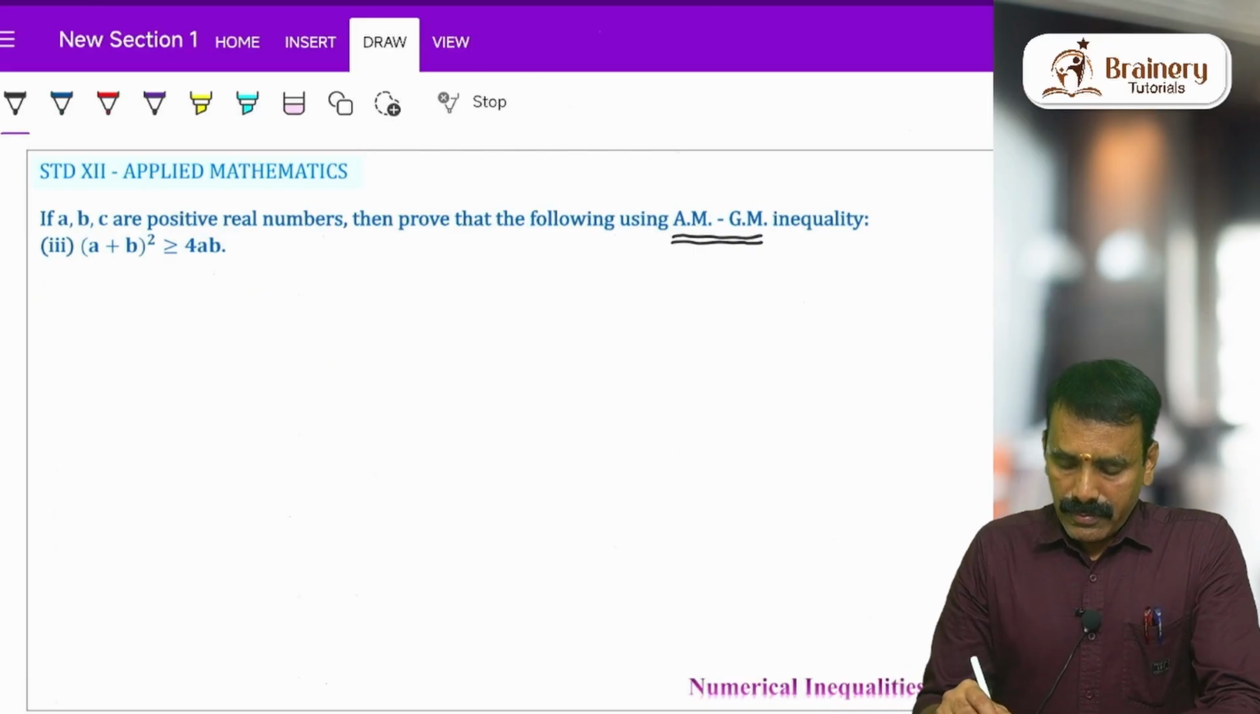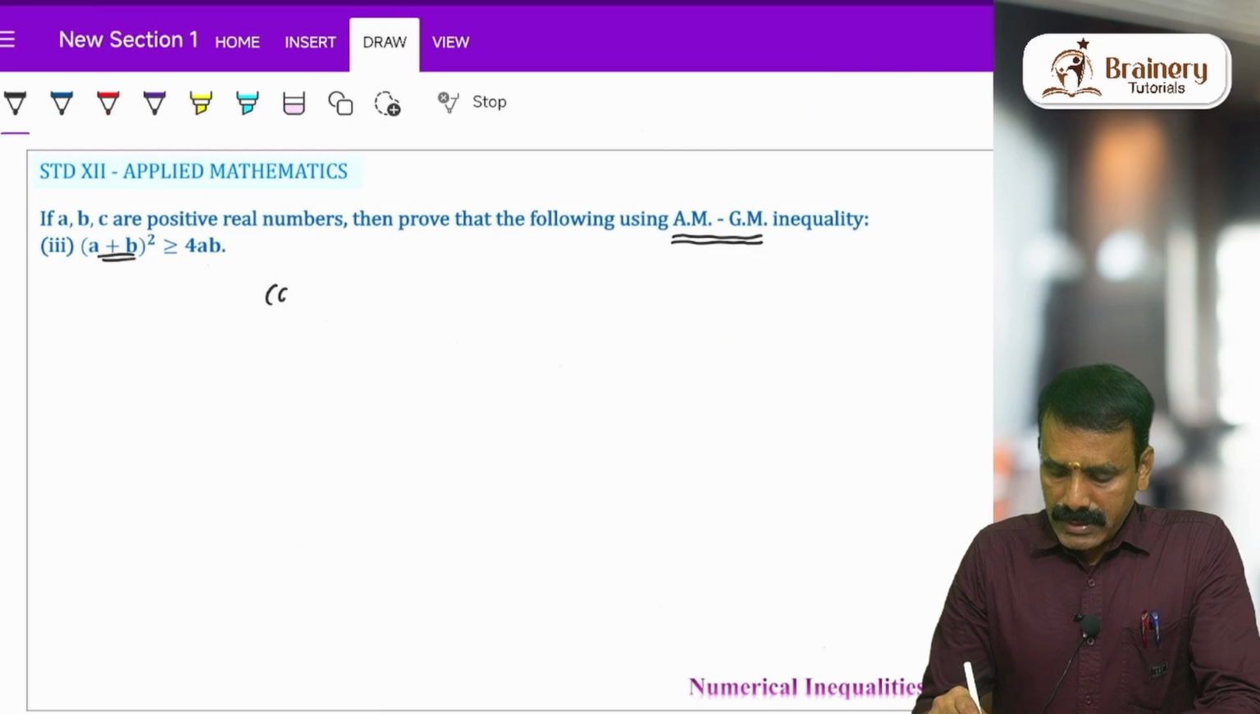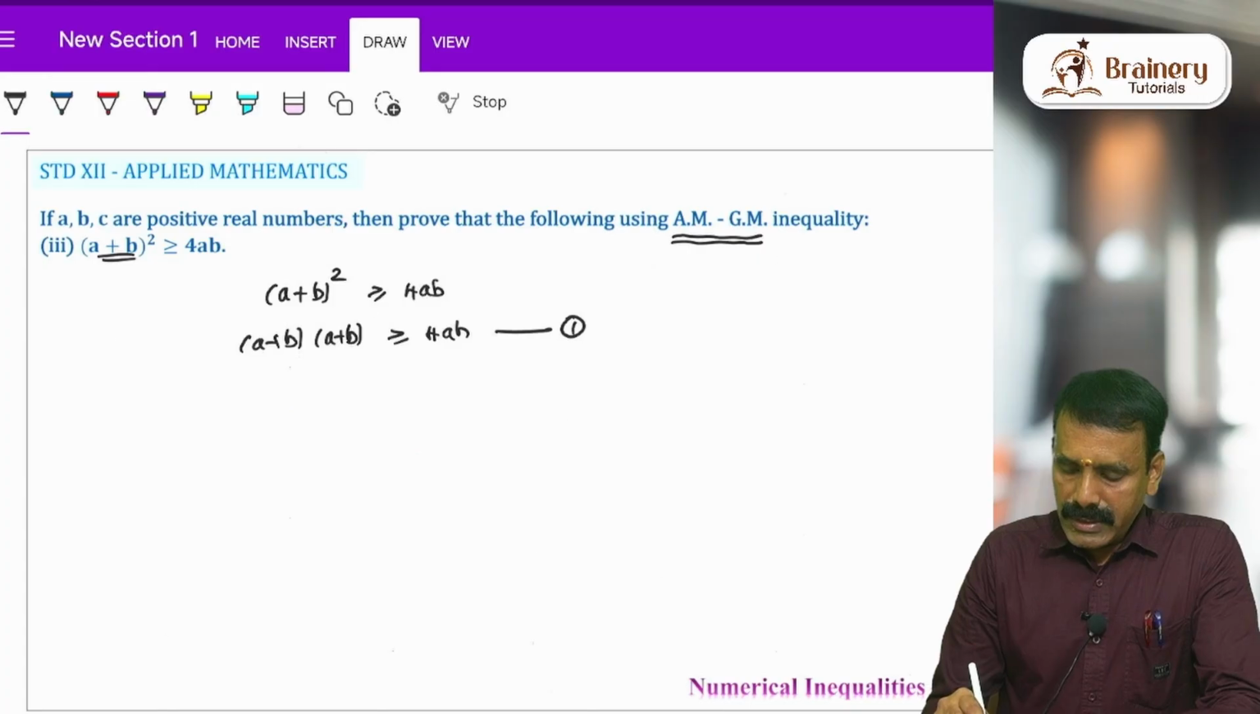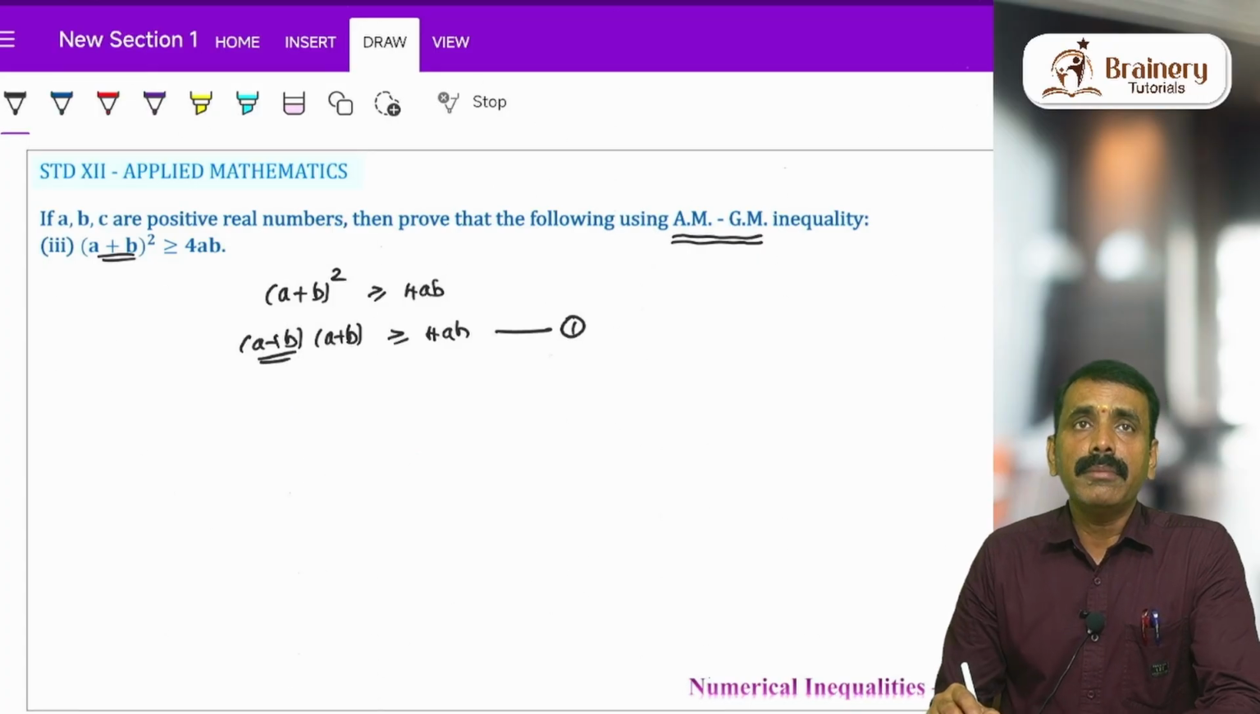Now we have (A plus B) whole square. I try to write this as (A plus B) into (A plus B) greater than or equal to 4AB. So I try to prove this expression. Is it clear? So for that we are going to consider two numbers, A and B.